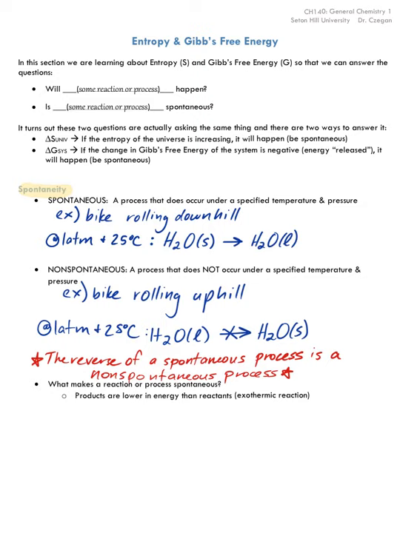We have established that processes can be spontaneous or non-spontaneous, but what makes it so? What makes a reaction spontaneous or not spontaneous? There are two ways we're going to answer this, but we can start by thinking about what kind of features are more likely to lead to a spontaneous process. One of the things that is more likely to lead to a spontaneous process is an exothermic reaction.